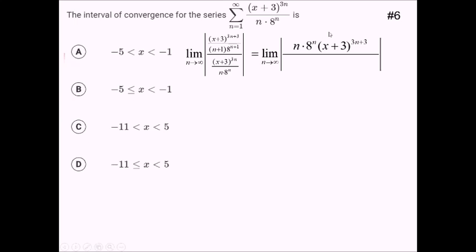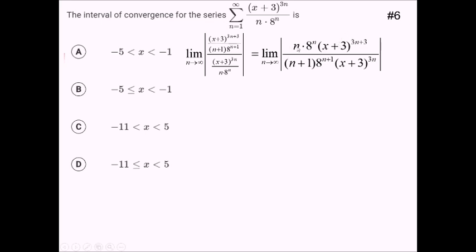So that all ends up in my numerator. Down below I have n plus 1 times n to the n plus 1, 8 to the n plus 1 times x plus 3 to the 3n. And it's time to reduce this a little bit. These 8s can reduce to leave me an 8 in the denominator. These x plus 3's reduce. If I subtract the exponents here, I end up with an x plus 3 cubed in the numerator.